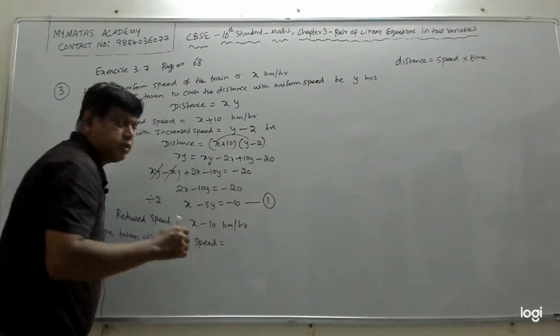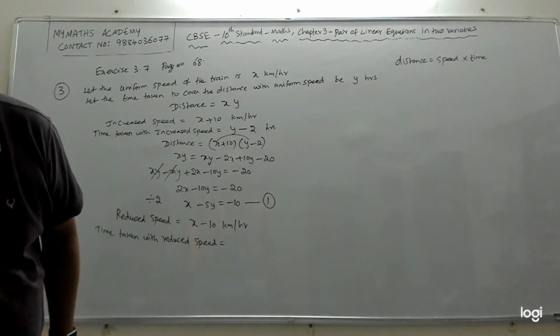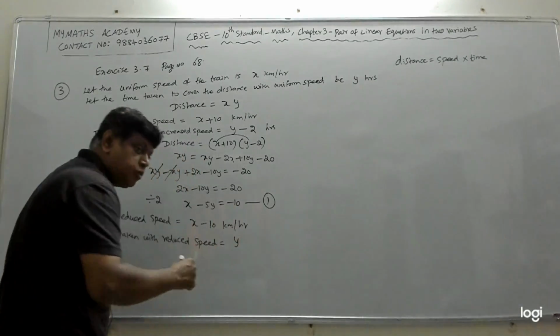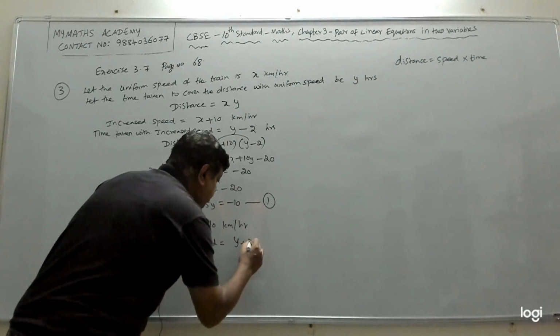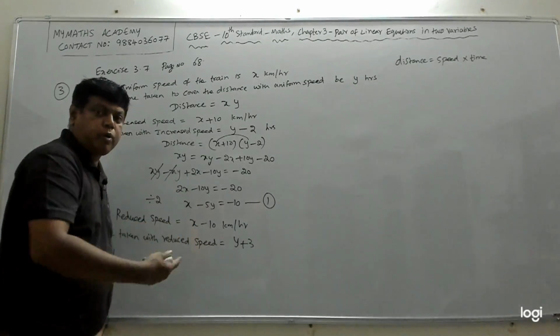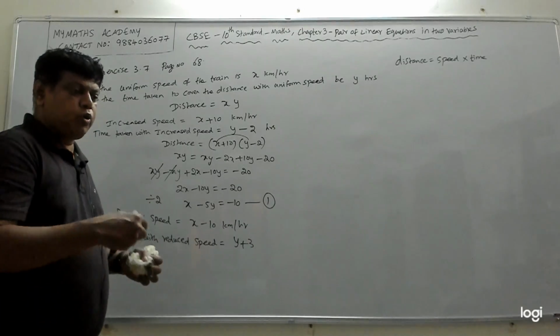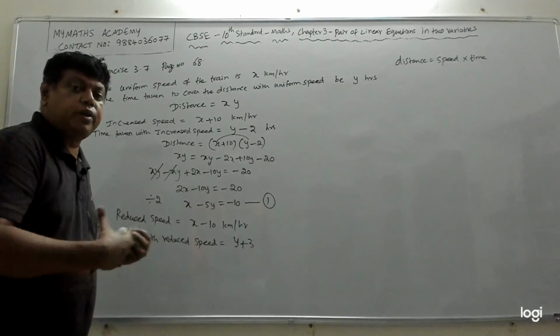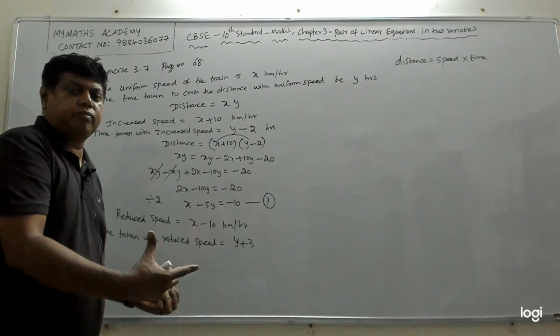What do they say? It should have taken 3 hours more than the scheduled time. Scheduled time is y hours and it takes 3 hours more, which means y plus 3. So this is the new time. When the speed reduces, automatically the time will increase, right? When you go slowly, you take more time to reach a particular destination. If you go faster, you will reach the destination quicker, right?